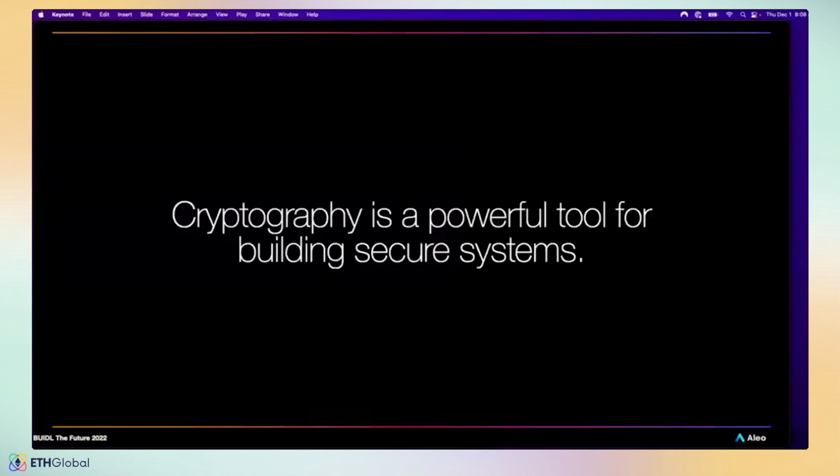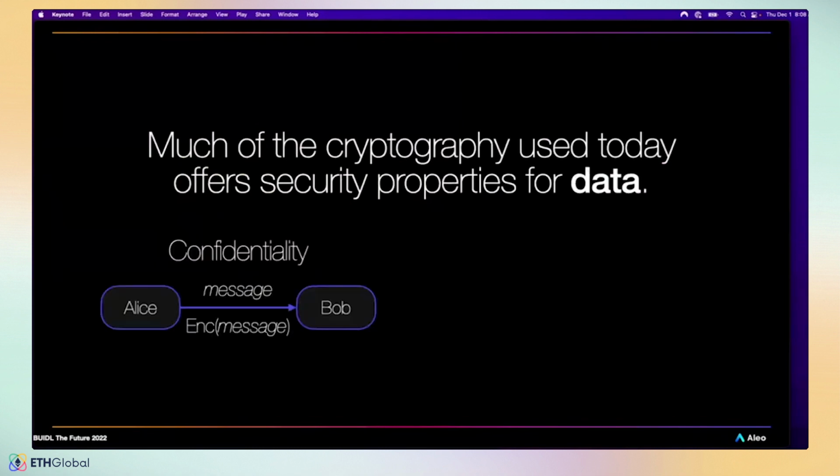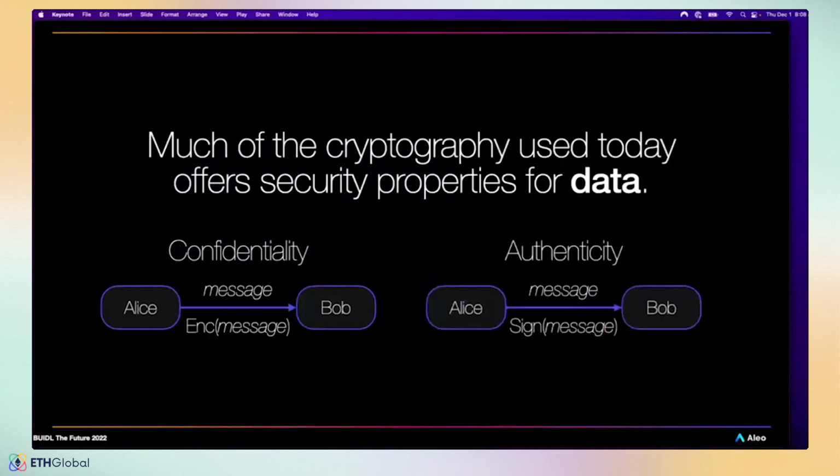For decades, cryptography has really served as a powerful tool for building secure systems. And much of the cryptography we use today provides security guarantees about data. For example, Alice can encrypt a message and send that message to Bob and be sure that the contents of her message hasn't been leaked. And this is what we call confidentiality. She can also sign a message which Bob can later verify, and this gives authenticity for the message.